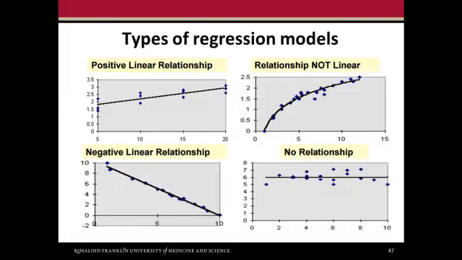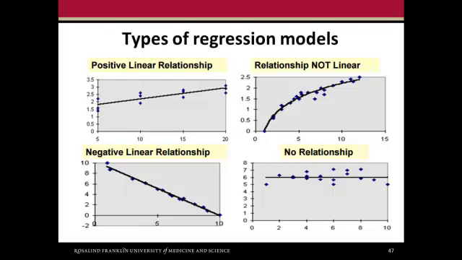When we look at types of regression models, in the upper left we have a positive linear relationship. In the lower left we have a negative linear relationship. In the lower right we have no relationship, so as our value of x changes, our value of y does not really change at all. And then in the upper right we have some relationship that's not linear, so it would not make sense to put a straight line through that. A nonlinear regression is a more advanced technique. It can be done, but we're not going to cover it in this course.